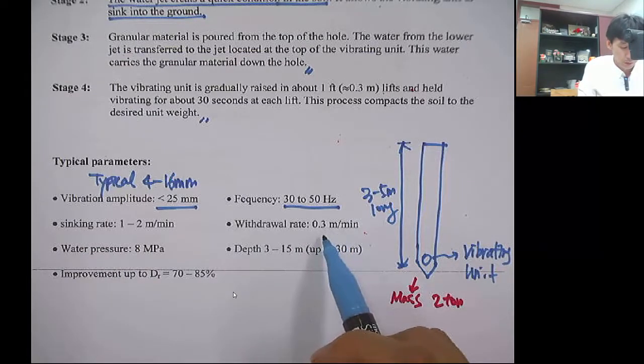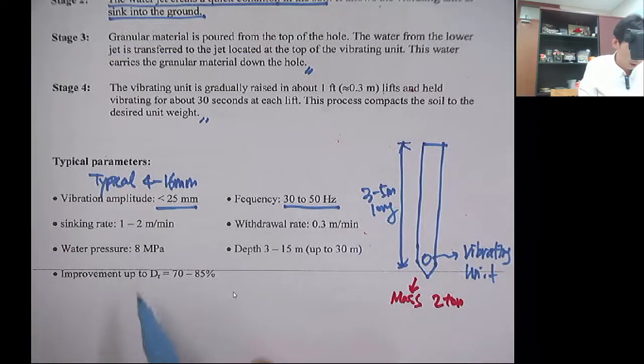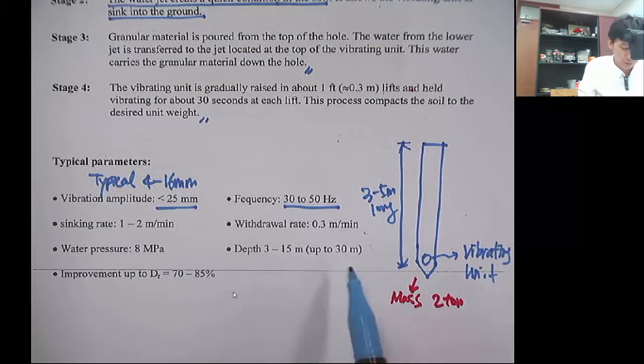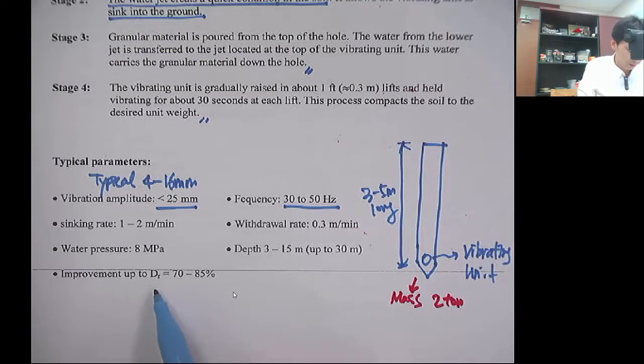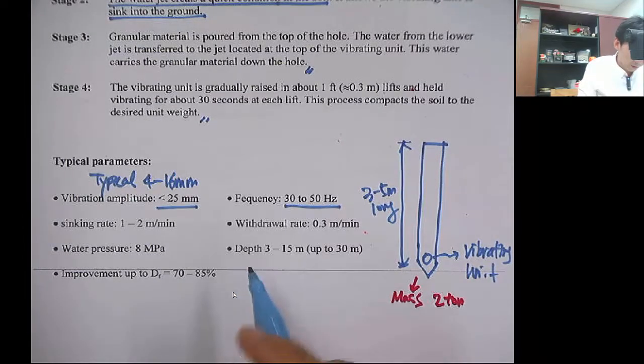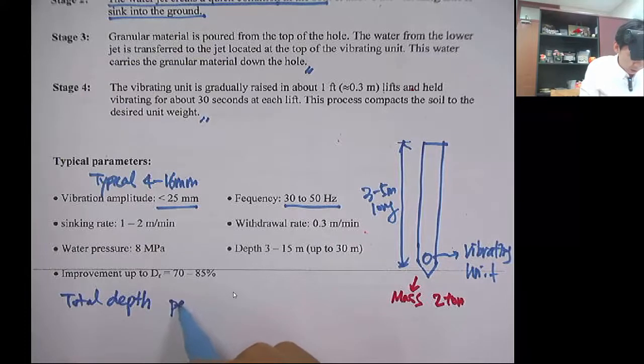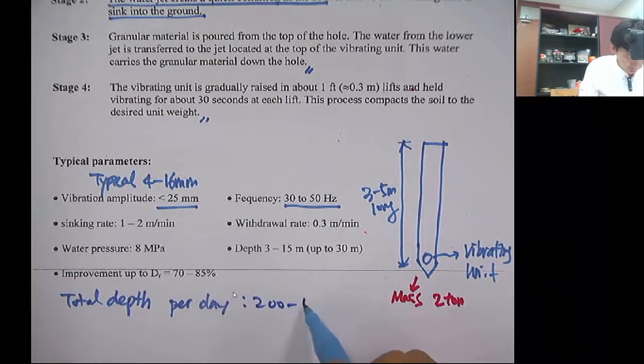or about 1 foot per minute. And the water pressure and depth, it can be used to 3 to 15 meters and up to 30 meters. And improvement up to the relative density is 70 to 85%. Total depth coverage per day is about 200 to 500 meters.